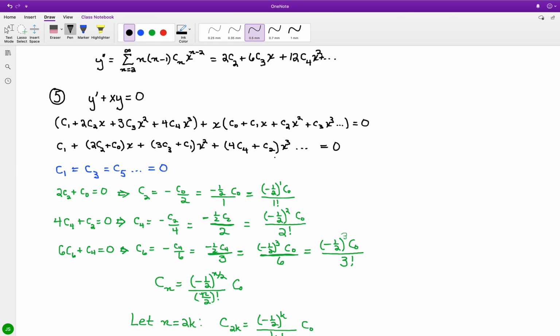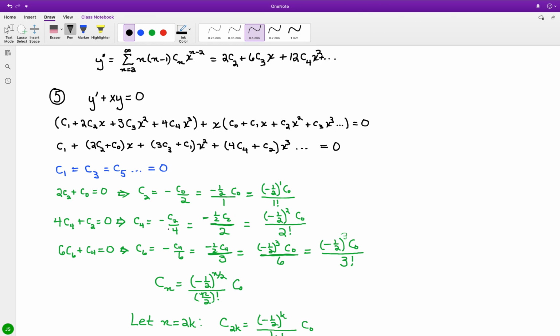You have 4c of 4 plus c2, and this will carry over to 6c of 6 plus c of 4. For each collection set equal to 0, I'm going to take c of 2, c of 4, c of 6, and express them in terms of c naught. From 2c of 2 plus c naught equal to 0, c of 2 is equal to negative 1/2 of c naught. Putting this in factorial notation, I have negative 1/2 c naught over 1, which translates to negative 1/2 to the first c naught over 1 factorial.